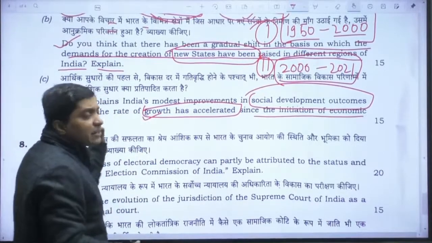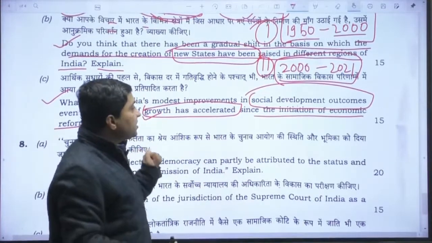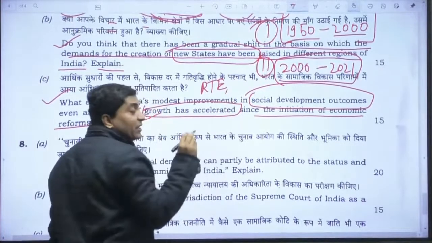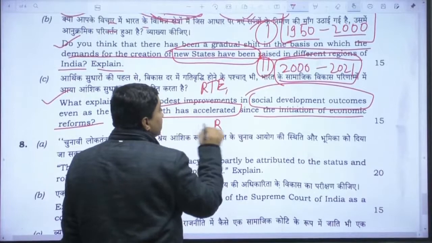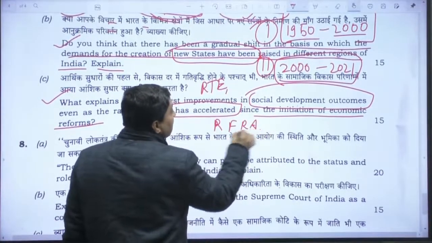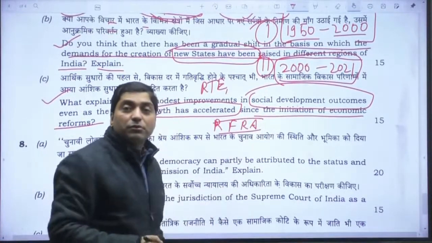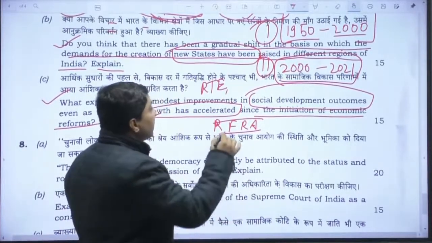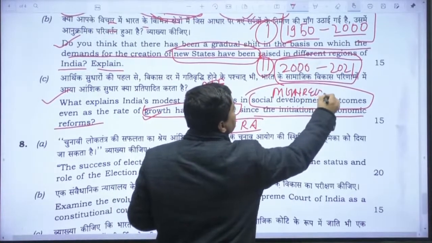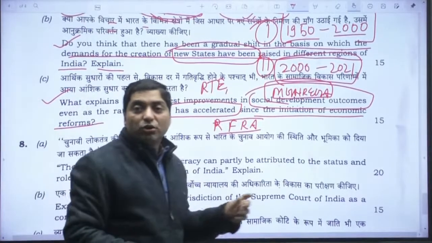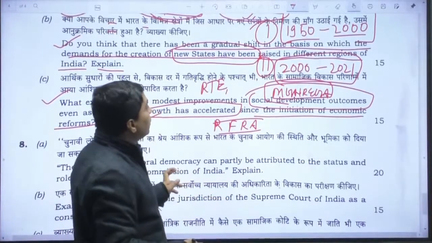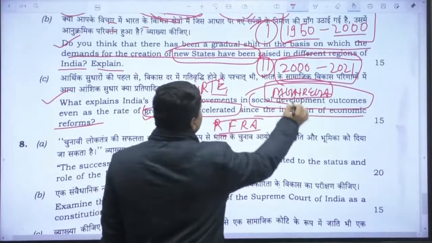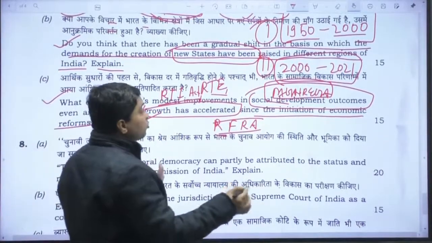Now come to the social development outcome. At the same time, from 1990 there was a lot of demand. What was the demand? Demand for various rights. For example, the right to education, RTE, or the right to forest, the Forest Rights Act, FRA. Then there was a demand for food. At the same time, the government also formulated lots of policies like MGNREGA, which gave a sense of dignity to people in rural areas, right? And at the same time there was the RTI Act.